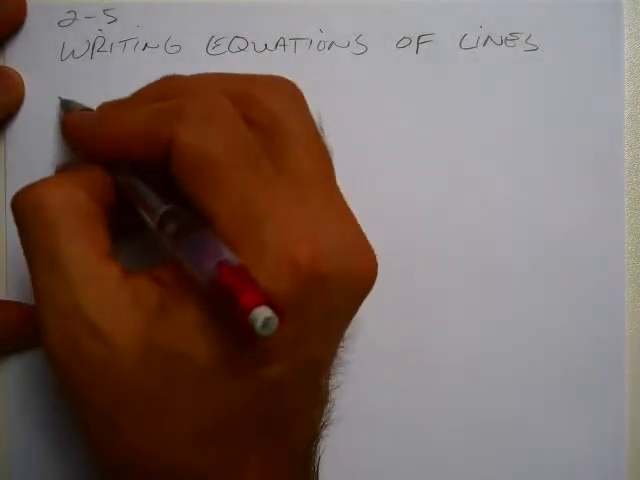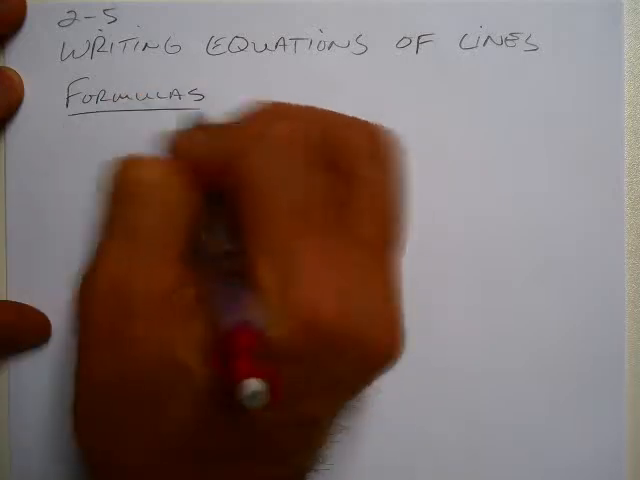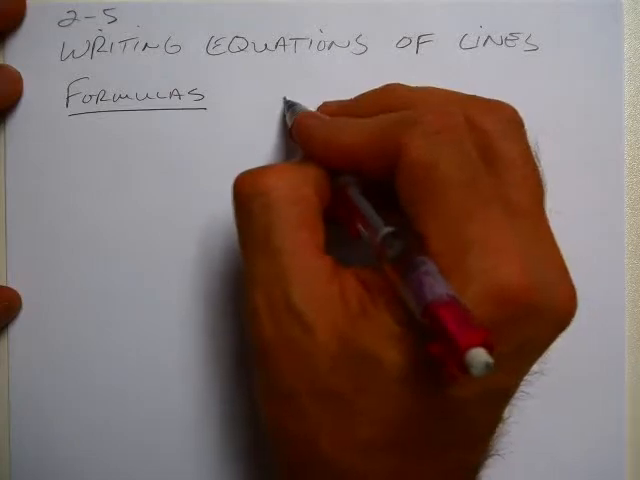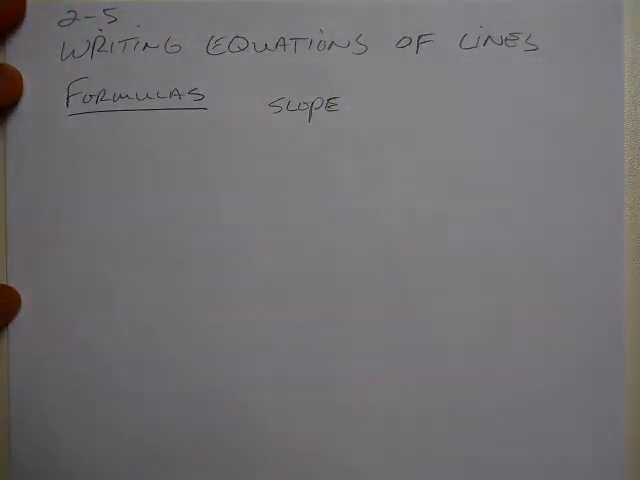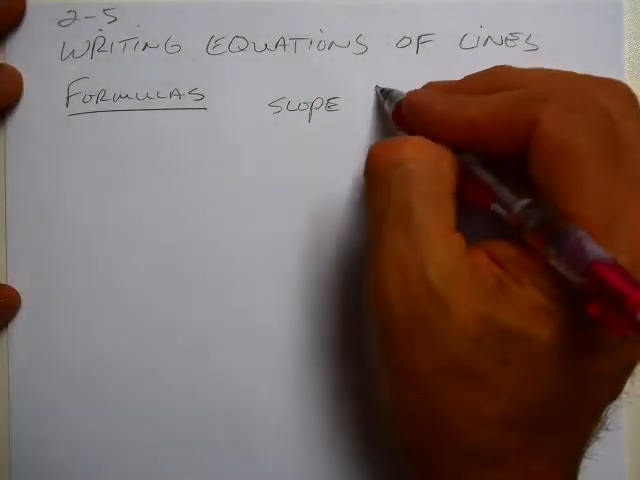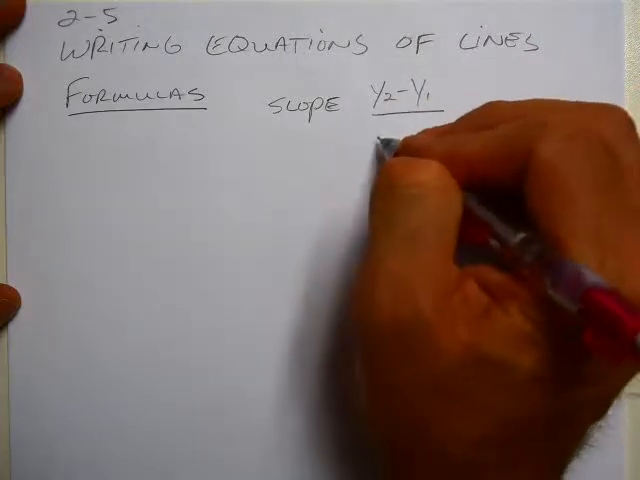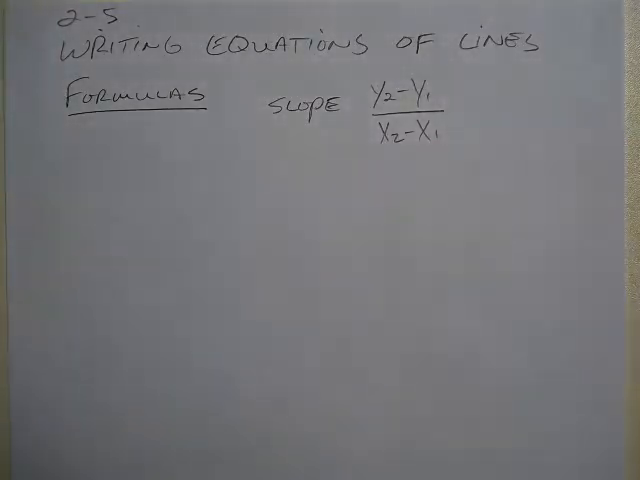The first, there are some formulas that we need. I'm going to kind of hope that you've maybe seen these before. If not, that's all right. The first one is slope. And we've worked with this a little bit before. The formula is written as y sub 2 minus y sub 1 over x sub 2 minus x sub 1. And slope is simply the angle of the line. It's the rate of change.